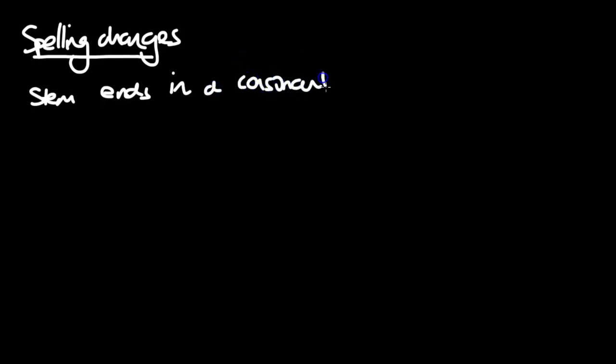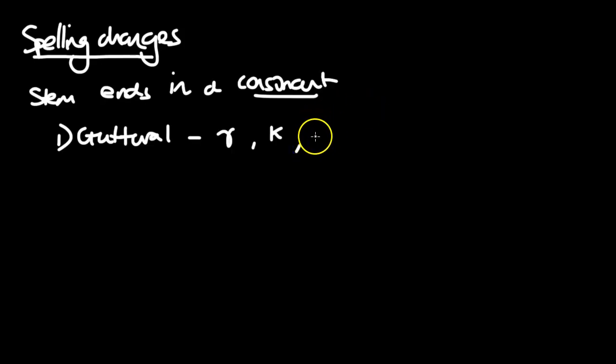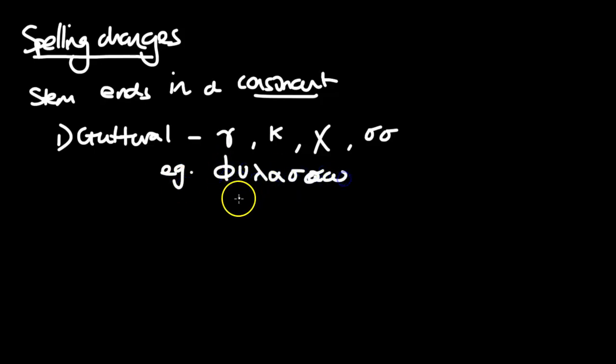Okay, now we're going to talk about spelling changes. So these really are essential. Spelling changes happen when the Greek stem for the future has to incorporate the sigma. And these happen when the present tense stem ends in a consonant. And there are two types. So you have guttural stems that end in gamma, kappa, chi, or double sigma. So, e.g., phulasso, or dioko, for instance. And when the sigma is added to these, it will form a xi. So it will form a xi.